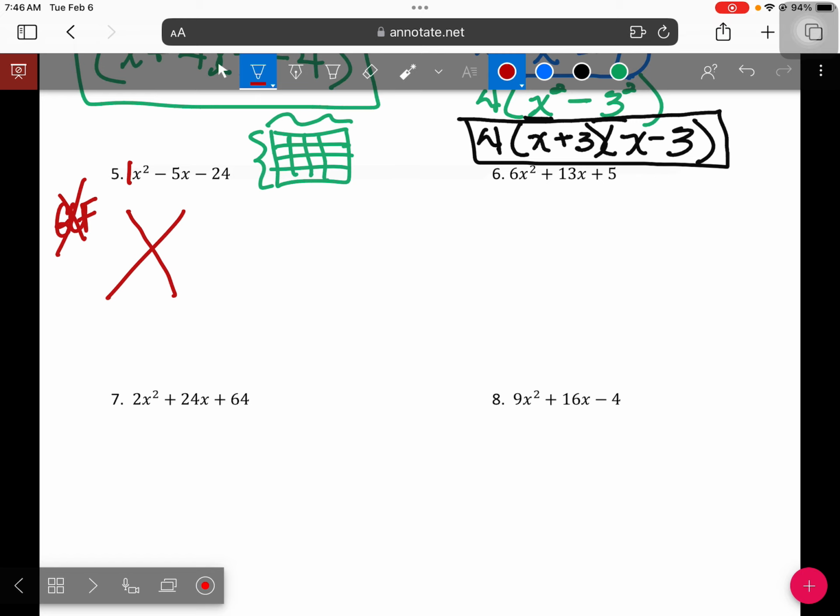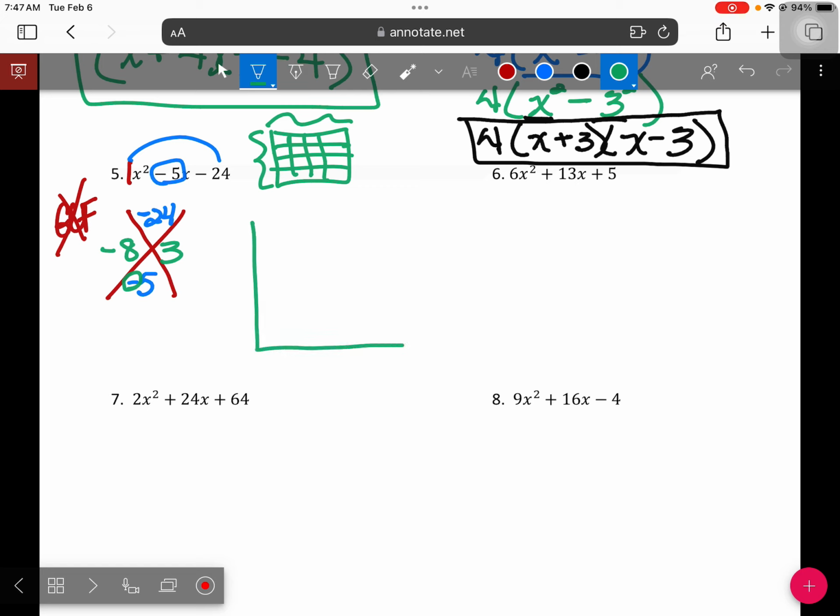Okay, let's do the x box, a times c at the top. So 1 times negative 24 is negative 24. At the bottom is your negative 5, which is your b value, which means my larger digited number is going to be negative. So I need factors of negative 24 that add up to a negative 5. Negative 8 and 3. Okay.